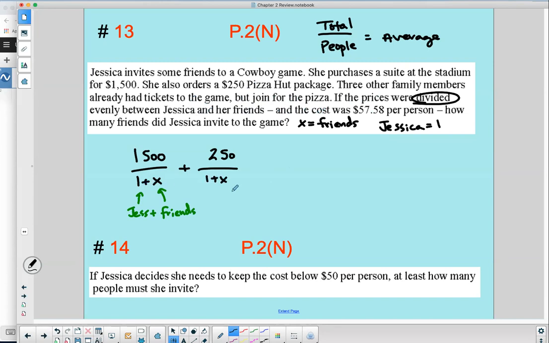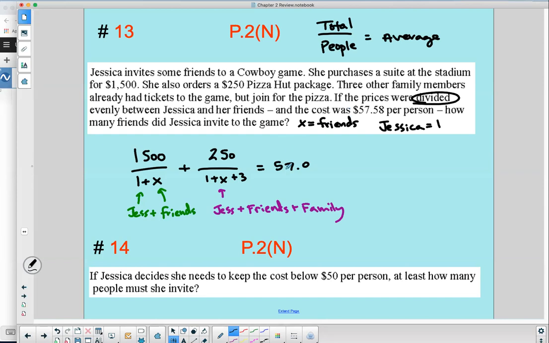But there's 3 other people who also eat. I'm just going to do plus 3. So could I change it to x plus 4? Yes, I could. But I'm going to make it this way so I can see it easier. This is Jess plus friends plus family. And how much do they spend in total?